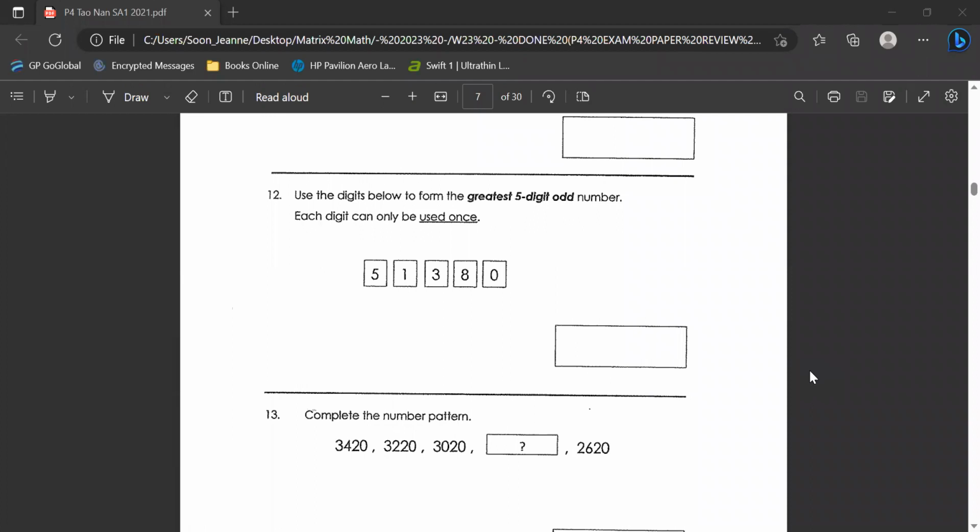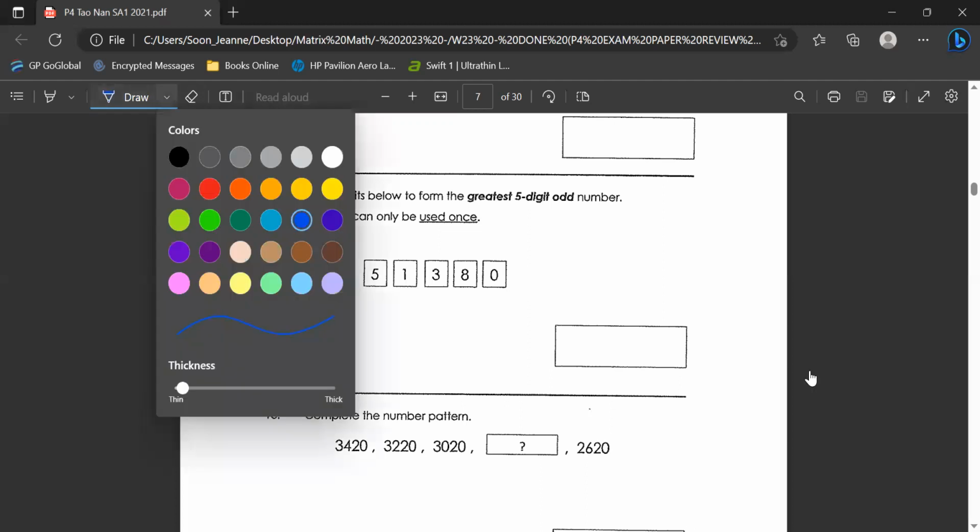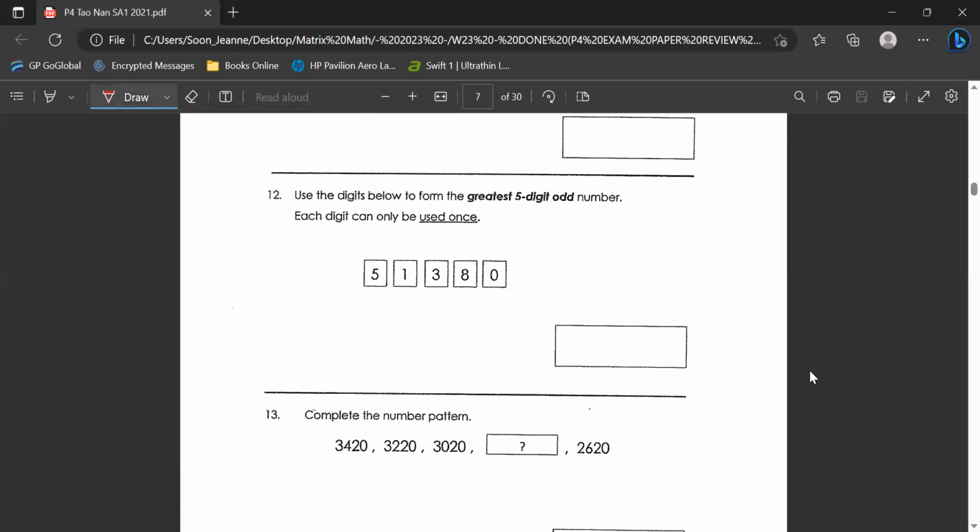So use the digits below to form the greatest 5-digit odd number. So what we're going to do is, if you look at these 5 digits, some are actually even numbers and some are actually odd numbers, and each digit can only be used once. So I'm going to have 1 2 3 4 5. Odd number means that the last number must end with an odd number. So if you look here, the odd numbers are actually 5 1 3, and that's all.